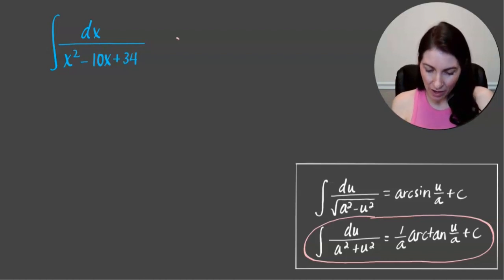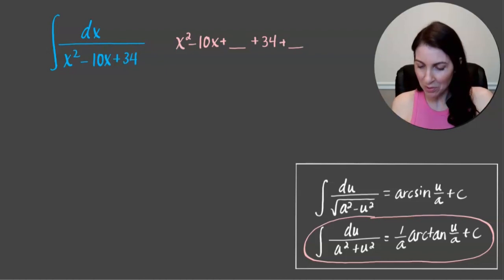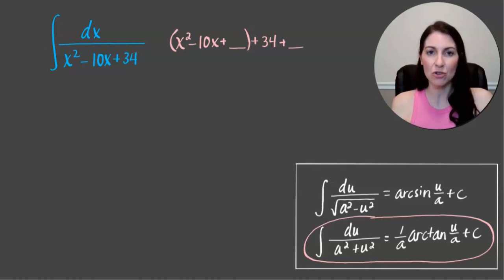So to complete the square, I would write x squared minus 10x, and then I like to leave a blank. That's where I'm going to complete the square. Then I'm going to move the 34 over and give another blank, and I'll show you what I'll use that for in just a minute. So what I want to do now is complete the square for this trinomial.